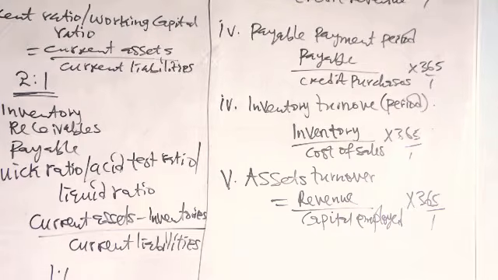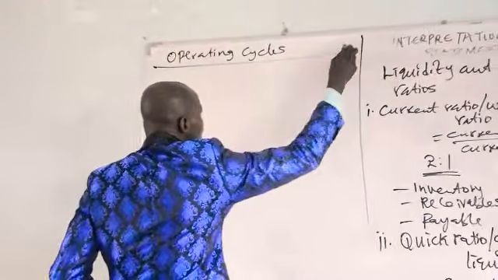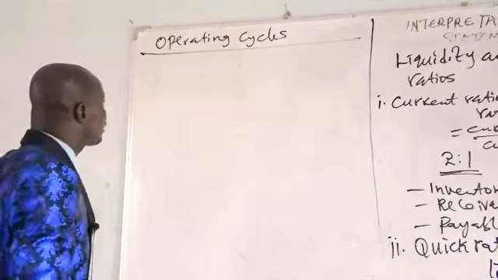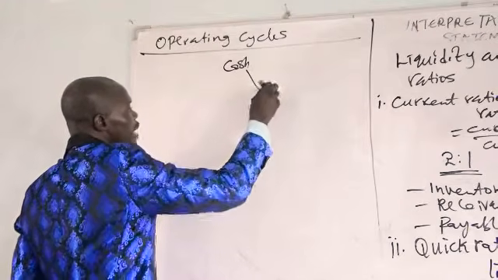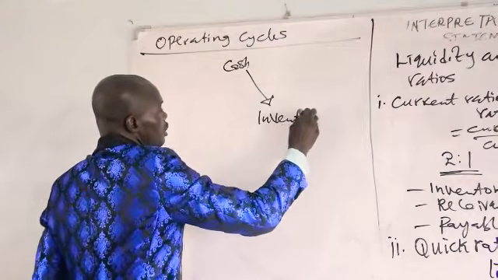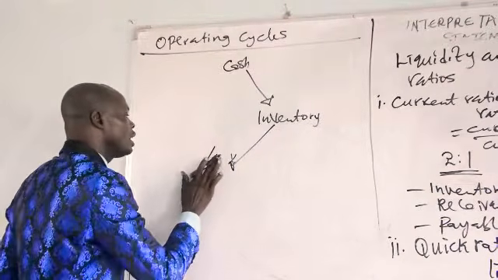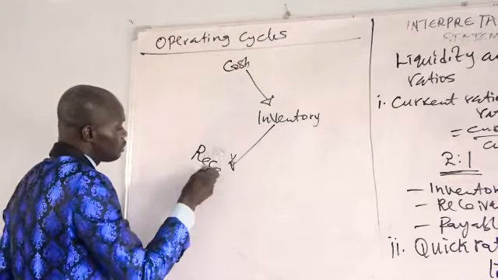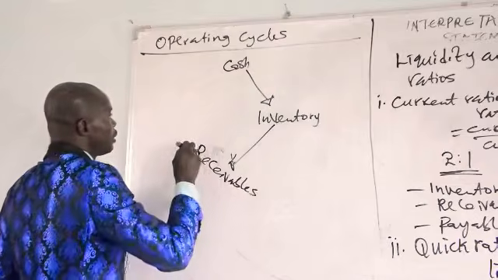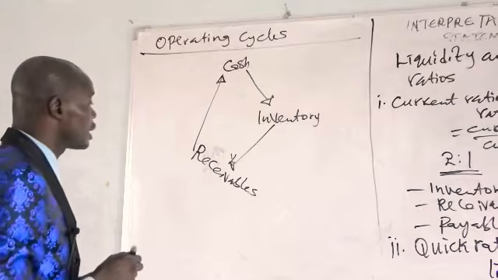Then you can also have operating cycles, which can help you to measure the liquidity position. So when you have cash, you use your cash to acquire inventories. Your inventory, you convert to work in progress. If it is just a trading organization, your inventory you convert to receivables, and from your receivables, you receive cash. This is the operating cycle, or working capital cycle.